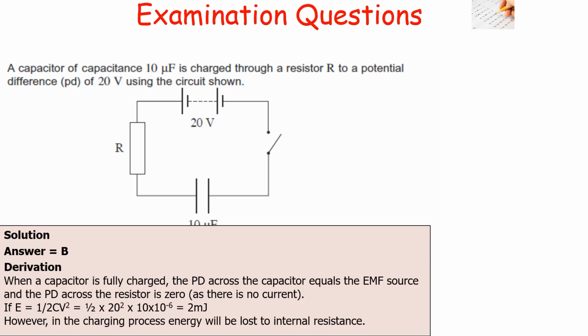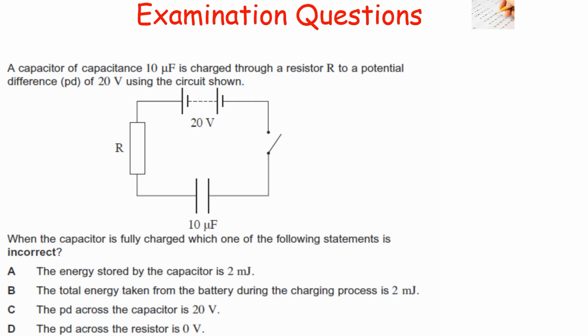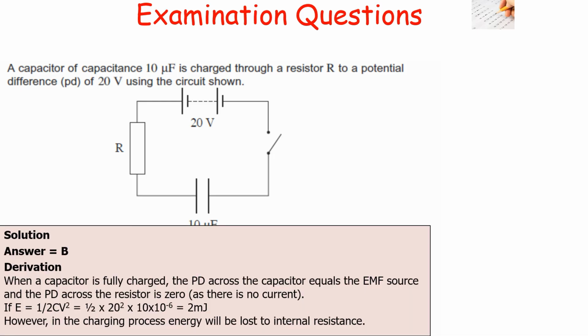So therefore we know that the energy is a half times capacitance times the voltage squared. We pop our values through, and we've got a capacitance of 10 times 10 to the minus 6 because it's microfarads, and we know that the potential difference V is 20, so therefore it's 20 squared. We get our answer to be 2 millijoules. However, in the charging process, energy will be lost to the internal resistance, so we won't have 2 millijoules stored in the capacitor, but the energy taken from the battery through the process is going to be 2 millijoules. So our answer is B.